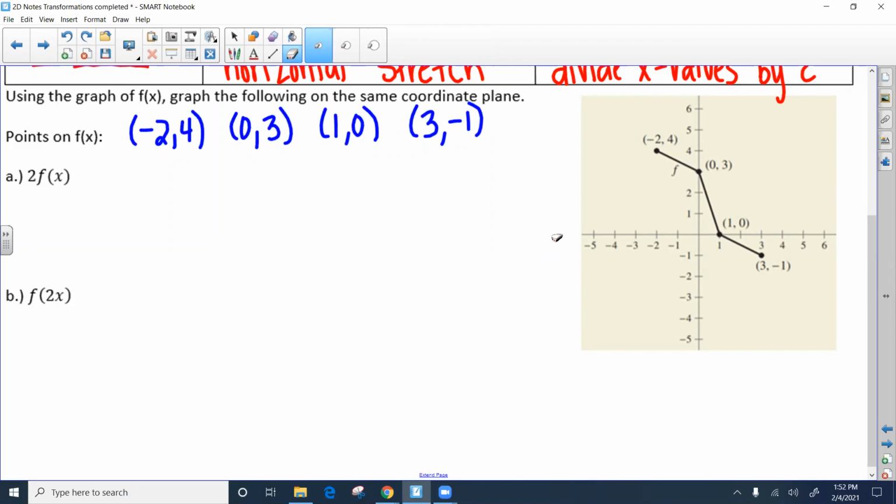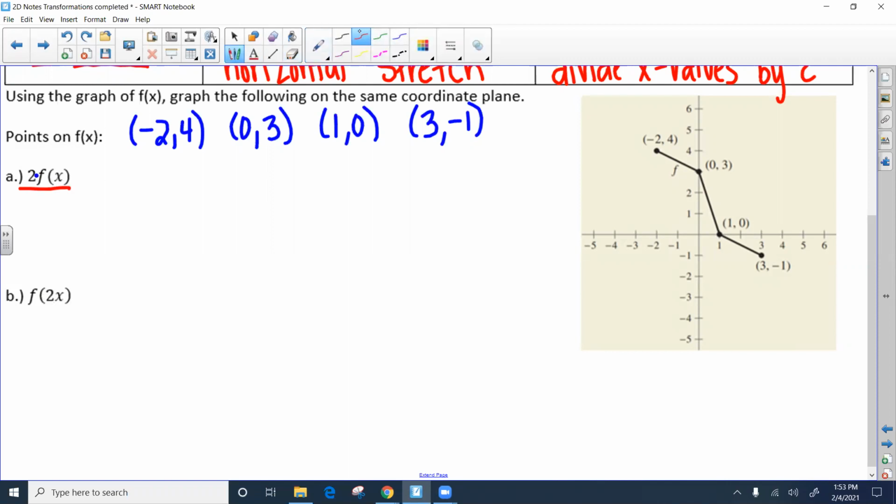All right, so we're going to graph both A and B on this same coordinate plane. I am going to do them in different colors so we can see them. If you look at both A and B, they're both multiplied by a 2. This one we have 2 times f of x. This one we have f of 2x. Either way, they're both multiplied by a 2, but they have different effects on the graph. So let's look at A first.